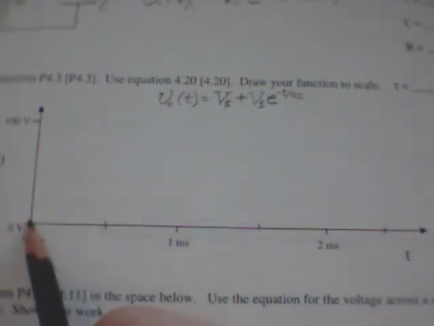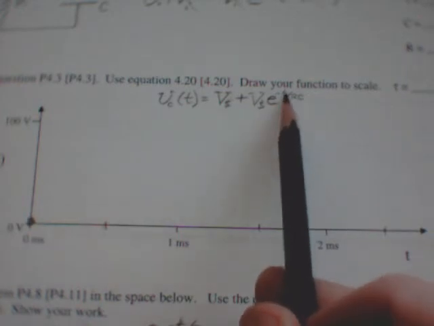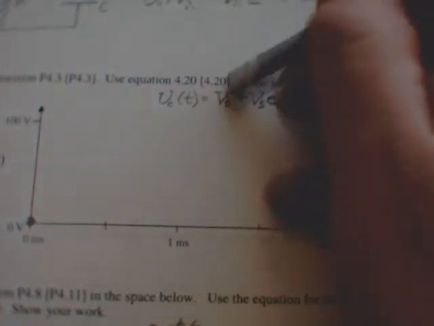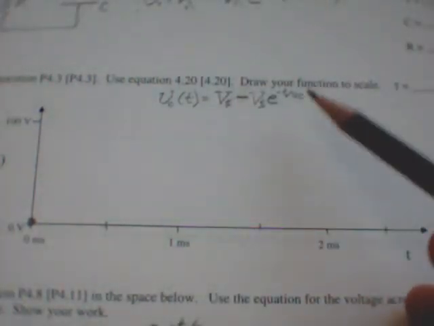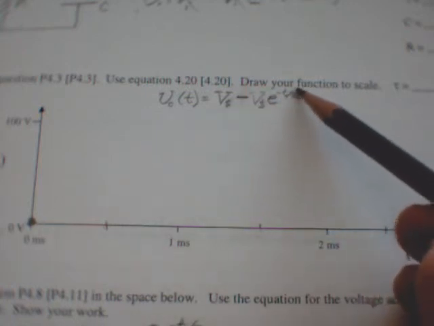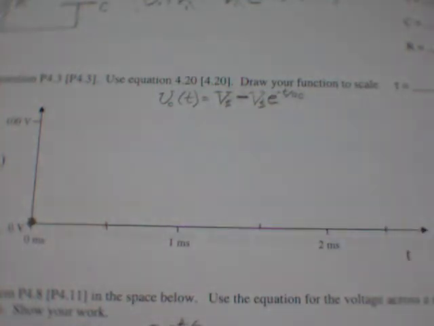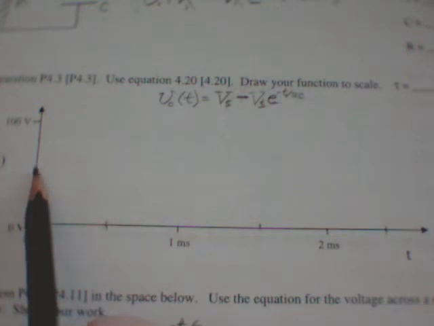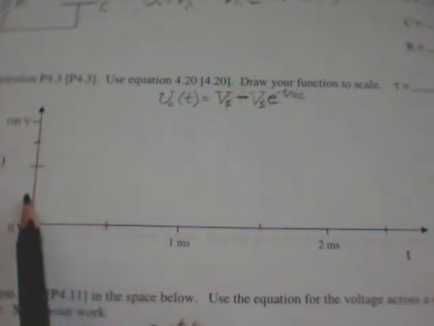And I can tell you the first one's going to be right there, because you put a 0 in for time, and I could see that I made a mistake. So you put a 0 in for time, and these two terms cancel out. That becomes a 1, so it's 1 times Vs. Vs minus Vs gives you 0. This is going to rise, but I want you to actually do the calculation and make good estimations about where these data points are going to be.